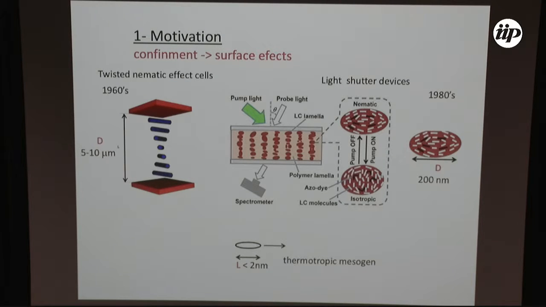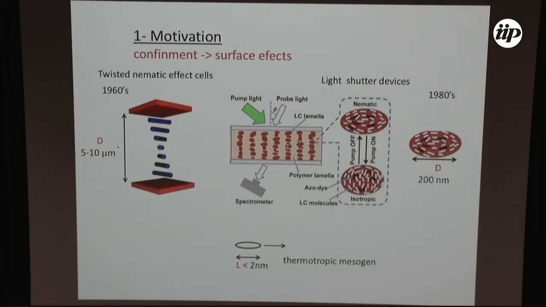Well, traditionally, people like to talk about nematics in the context of bulk nematics. From the 60s, people started getting interested in the effect of boundaries when you have nematic cells. How do the mesogens, like the particles, behave near the surfaces? A little later, people got interested in those light shutter devices where you have pretty much the same problem.